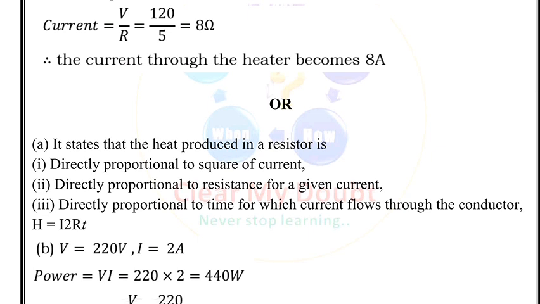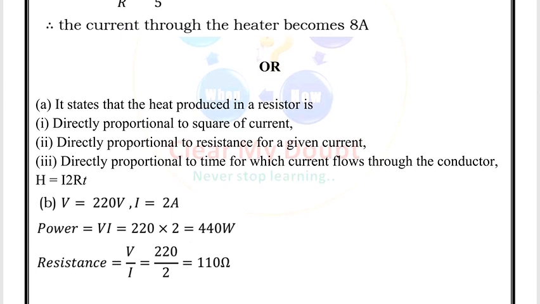Okay, question number A, Joule's law. The statement of Joule's law is: the heat produced in a resistor is directly proportional to the square of the current, directly proportional to the resistance for a given current, and directly proportional to the time for which the current flows through the conductor. H is equal to I squared R T.